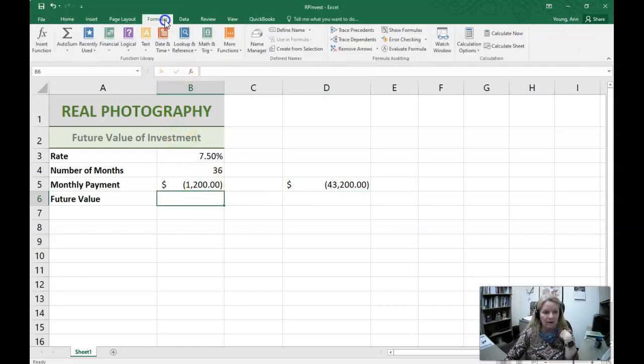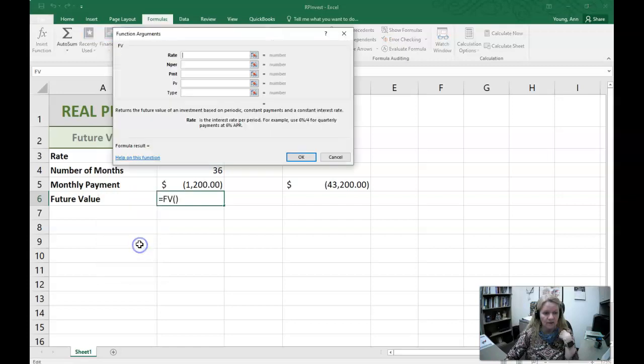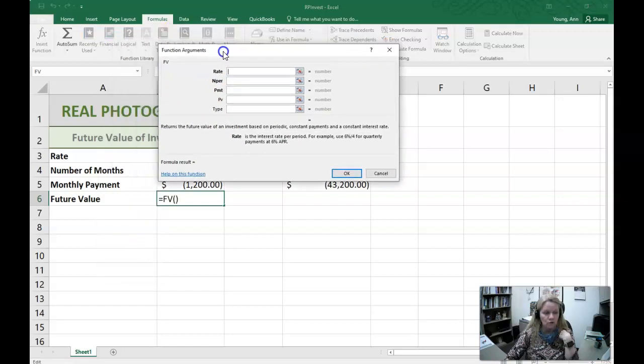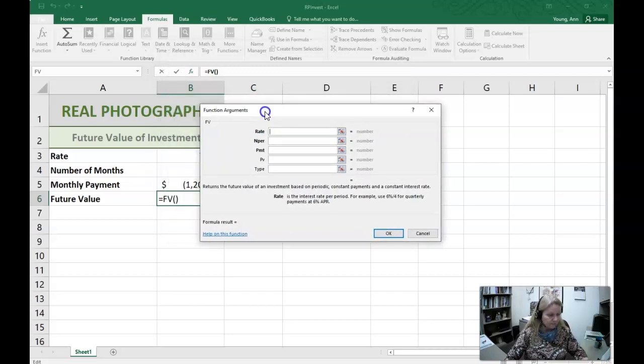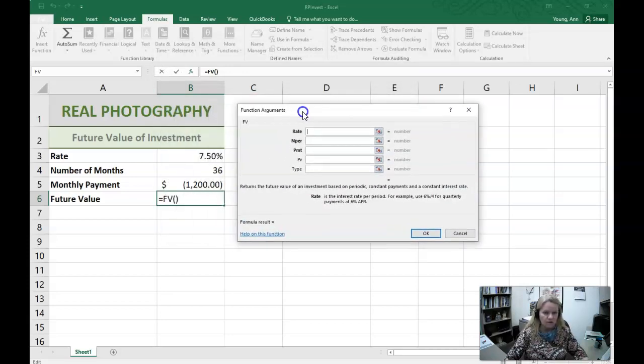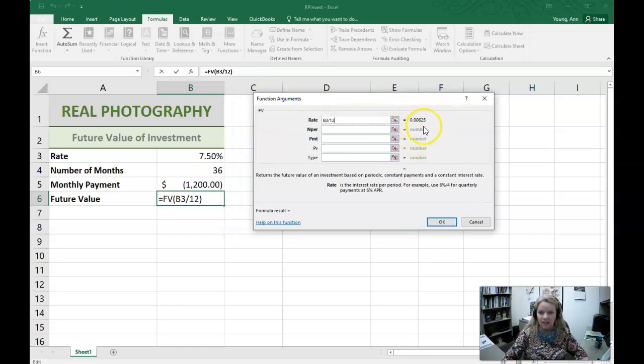So I'll go back to my formulas tab. It's a financial formula. I want the FV formula, or future value of this formula. All right, so the first thing I'm going to do is select the rate cell. The rate is 7.5%. Again, I'll have to divide that by 12 because there's 12 months in a calendar year. So the monthly rate is 0.625, not 7.5.